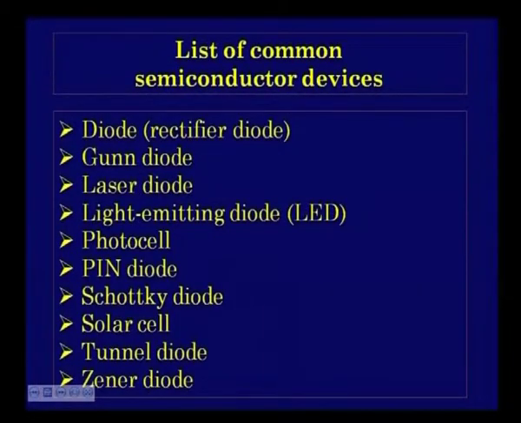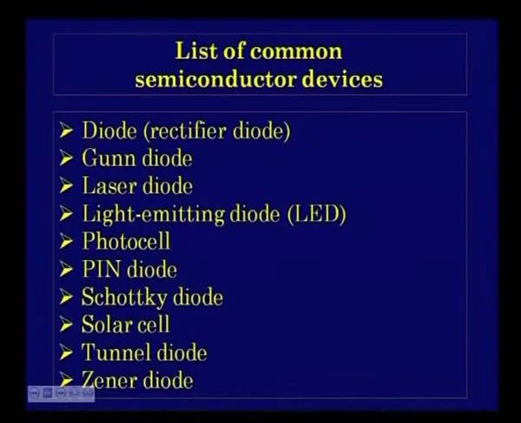Now, let us go through the list of common semiconductor devices. As students of electronics, you will be aware of what are all the devices which are used, and especially they are made up of semiconductors, and again covalent bonding is the dominant bonding. It is a bonding which is responsible for the stability of semiconductors.